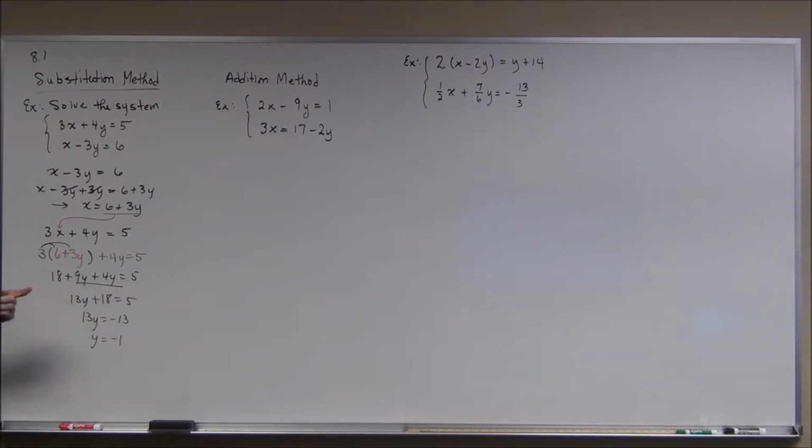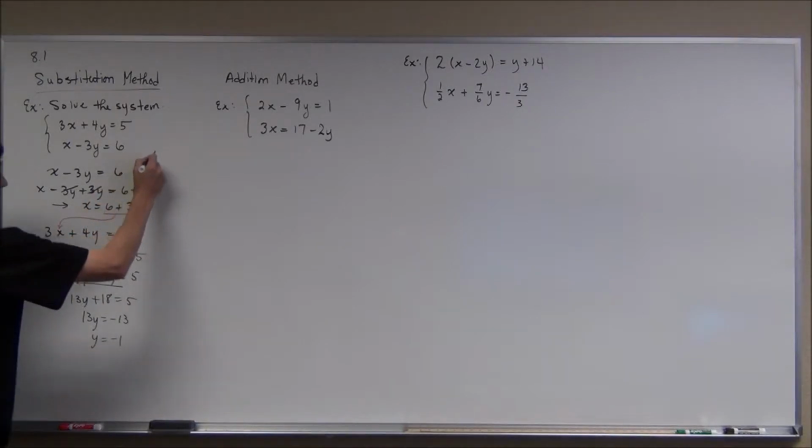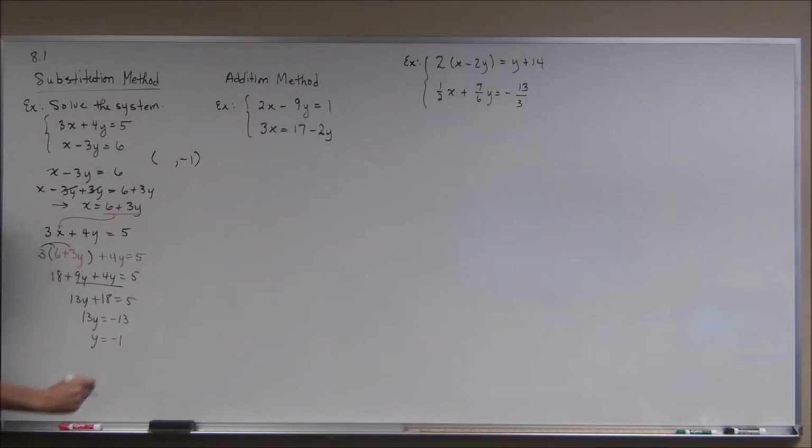Now that means that my common solution that solves this system has a y value of -1. I know that my answer is something, -1. I just need to find the x value that corresponds to it. Well, you know how to find the x.